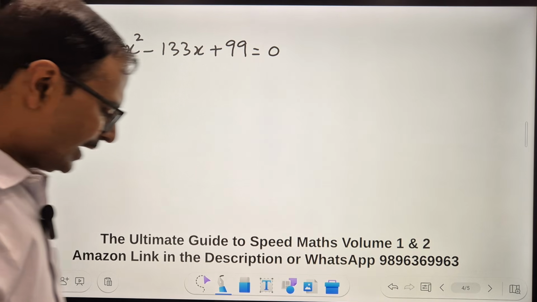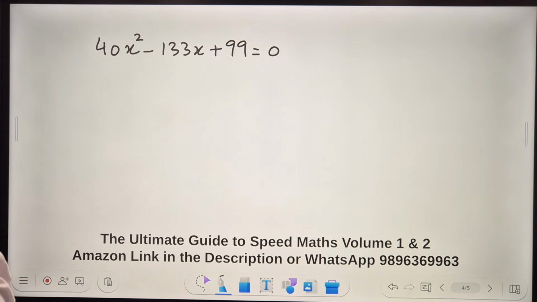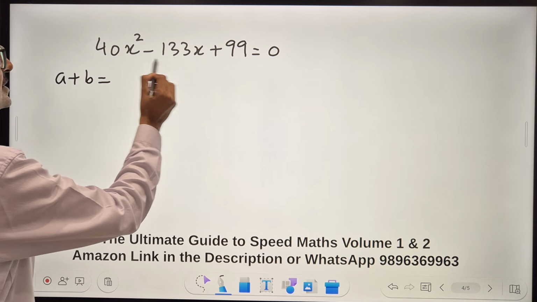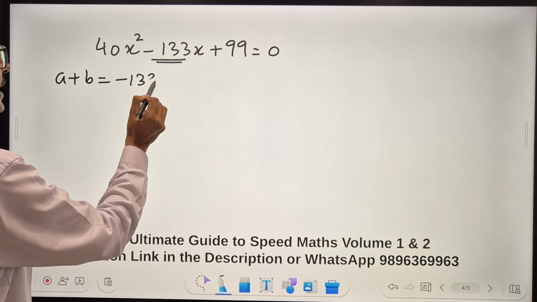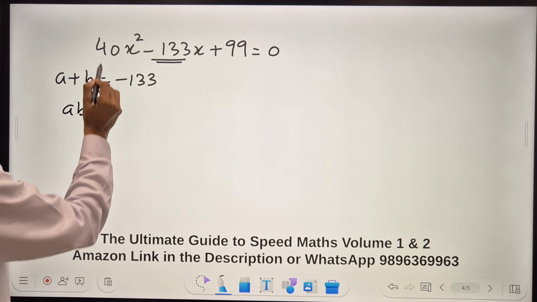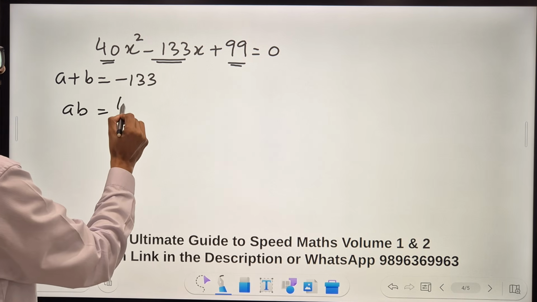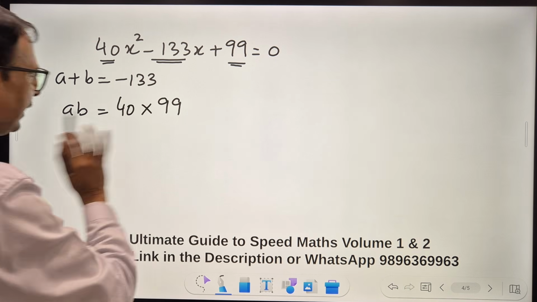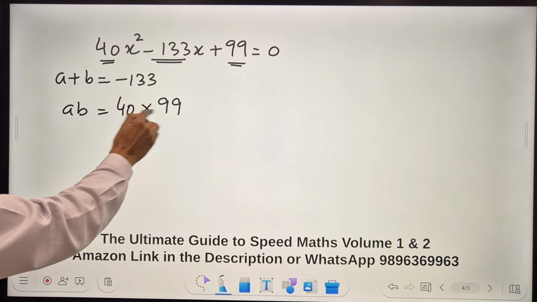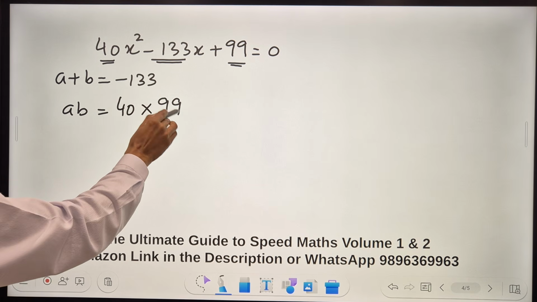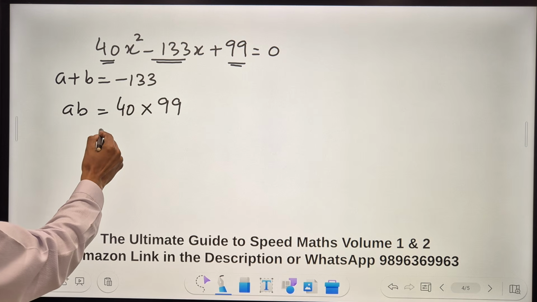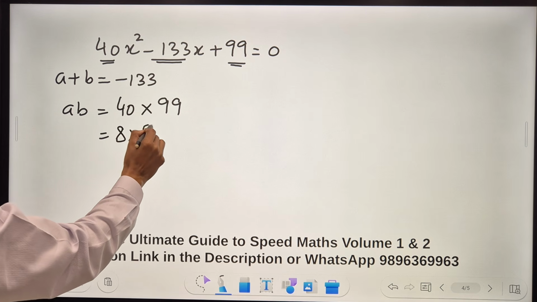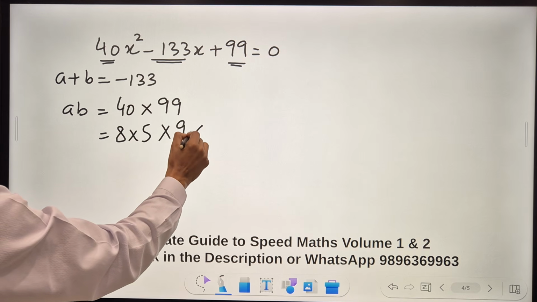Watch. Now practically, you only know one concept. The sum is this number negative 133, and the product is the product of 40 and 99, right? So I'm not going to put myself in trouble by multiplying 40 and 99. 40 and 99, if I add them, I get 139, but I need 133. So I have to split this. 40 is 8 times 5, that's pretty easy. And 99 is 9 times 11, right?